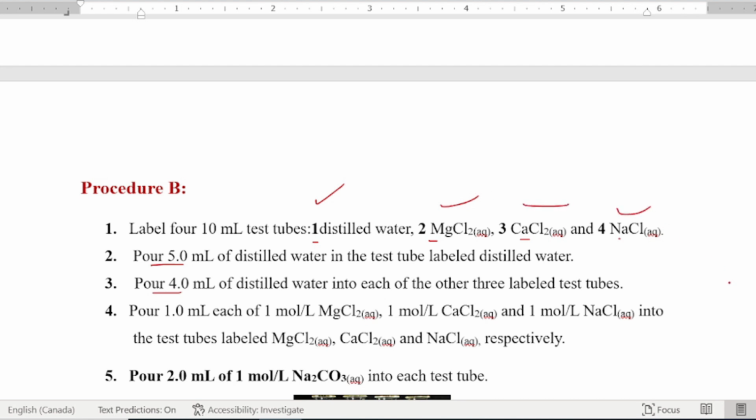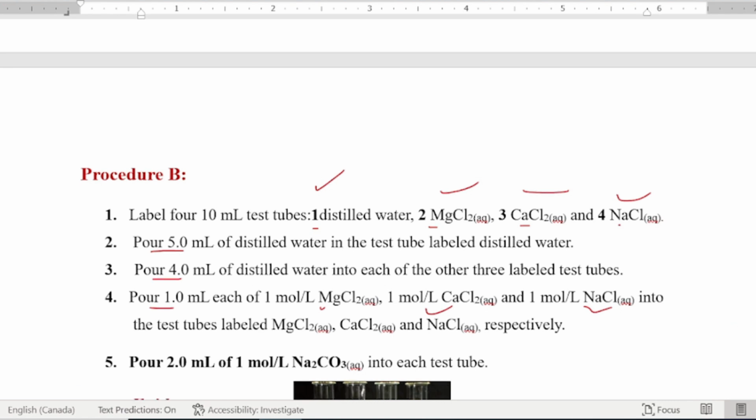separately. Then you pour 1 milliliter of each of these into test tube 2, 1 milliliter of that into test tube 3, and that into test tube 4. But now look what happens. We're not putting in soap now.